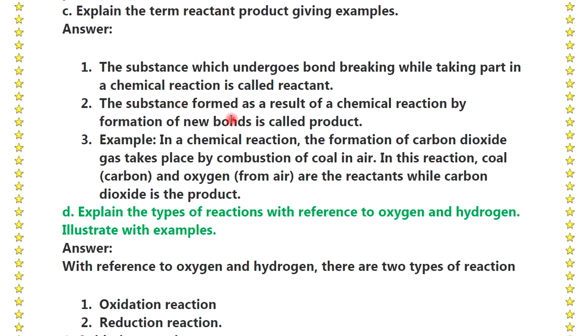The substance formed as a result of the chemical reaction by formation of new bonds is called a product. Example, in a chemical reaction the formation of carbon dioxide gas takes place by combustion of coal in air. In this reaction, coal, that is carbon, and oxygen from air react, while carbon dioxide is the product formed.